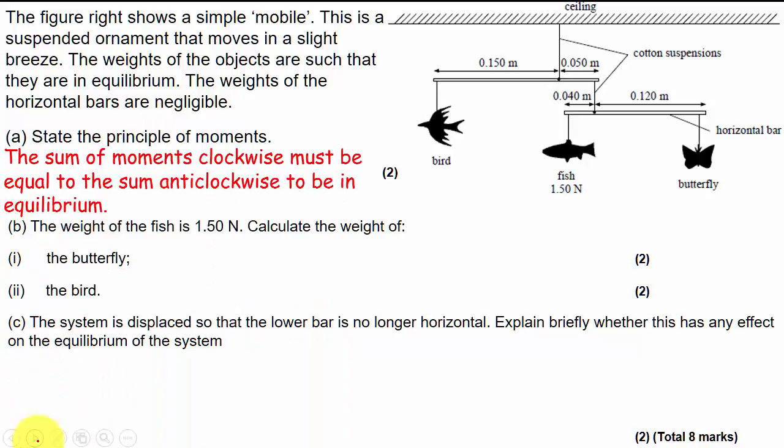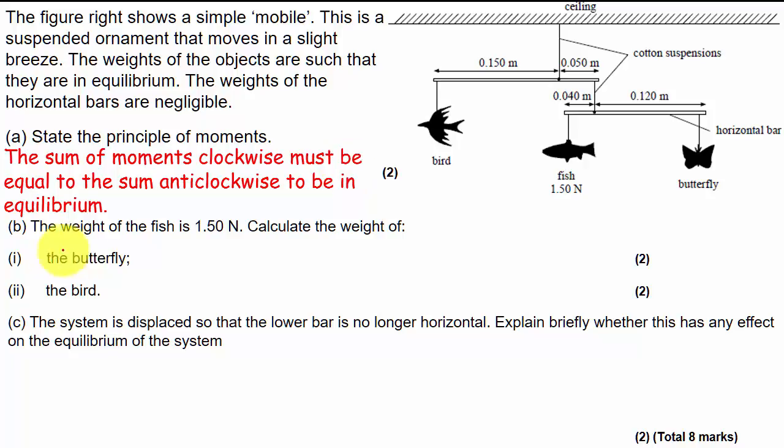Sum of clockwise moments is equal to the sum of the anti-clockwise moments when in equilibrium. Okay, this is something you definitely need to memorize. It comes up all the time and it's very easy to lose marks on. If you don't say the sum of, if you just say the moments clockwise equals moments anti-clockwise, you won't get a mark for that. So you've got to be really clear about what you're saying here.